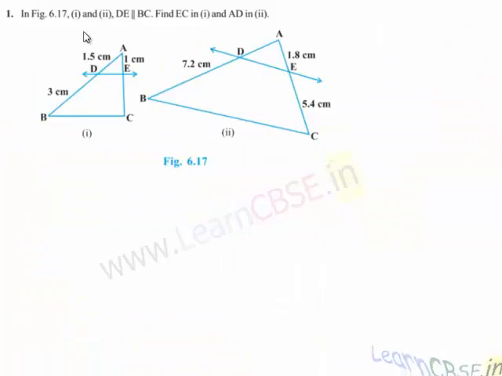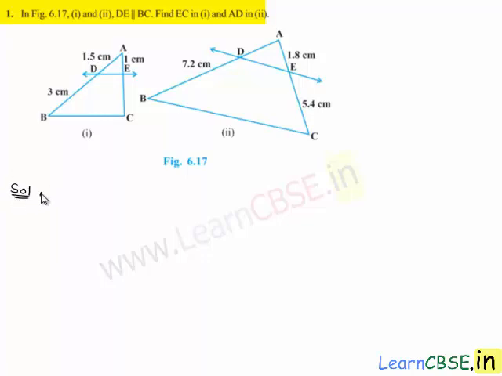Moving on to the first question. In figure 6.17, 1 and 2, DE is parallel to BC. Find EC in 1 and AD in 2. Now moving on to the solution.